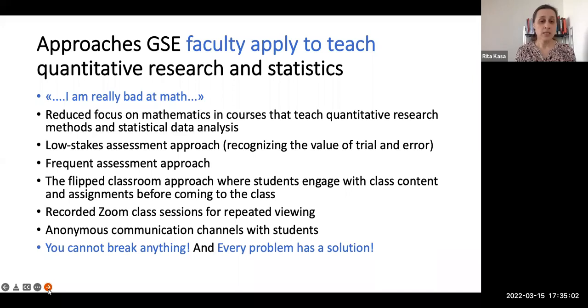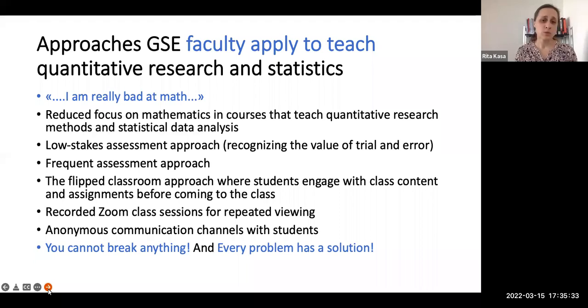Another thing that's important is anonymous communication channels with students, because people might feel embarrassed asking questions that they feel are very basic, and they don't want to sound dumb, right? The concern is, I don't want to sound like I don't know anything. This is why some students may be shy to ask questions in class, or even if they ask questions in class, they would prefer not to hear that they were mistaken.